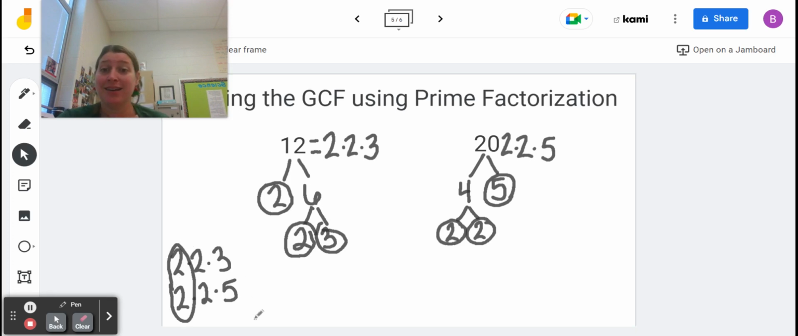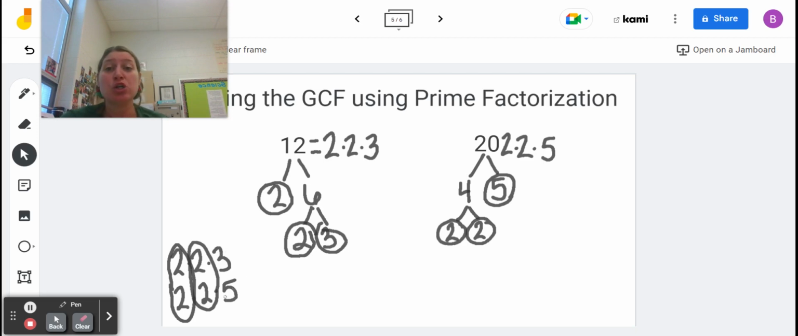I'm going to look again to see at this 2, do I have a 2 on top? I do. So I'm going to circle them. It has to be a different set of 2s. You can't use the same 2 twice. Now I have a 5. Do I have a 5 on top? No. Do I have a 3 on bottom? No. So I do not circle them.